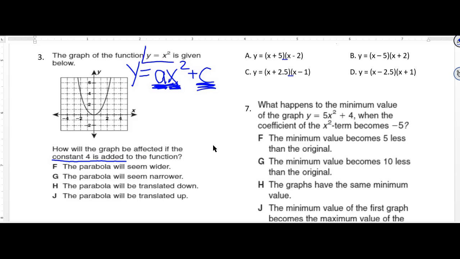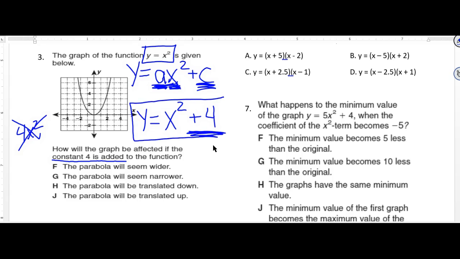So if we take this equation and add a constant of 4, then we're getting x squared plus 4. If we added a coefficient of 4, that would be 4x squared. We're not doing that. We're adding a constant of 4, so it's the plus 4 at the end. You can graph that in your calculator, or you can just know that when you add in a plus c, that shifts it up 4 units. So it's not going to be wider or narrower or translated down. It's going to be translated up.